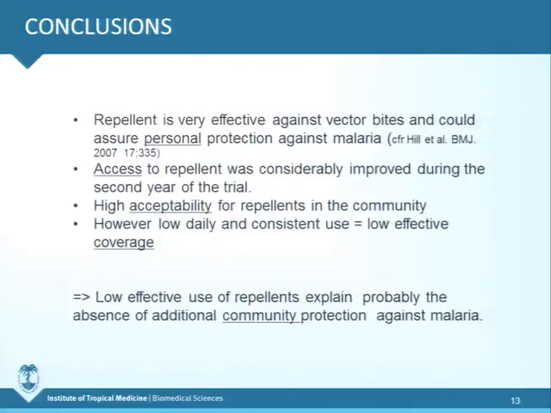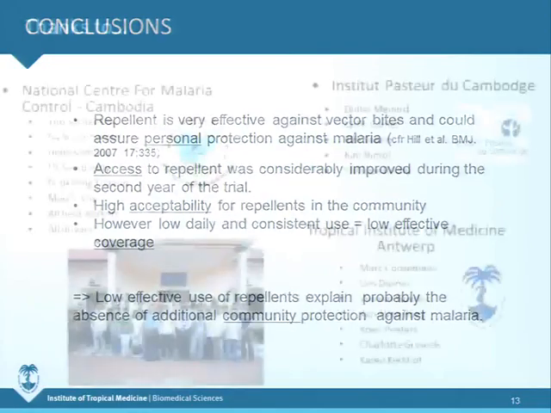However, the low daily and consistent use of repellent was responsible for a low effective coverage. And so with a low effective use of repellent, this probably explains the absence of additional community protection against malaria in the region. So again, it's community protection, so that means that it has no impact on the malaria prevalence as such, but it can still be used as individual protection.